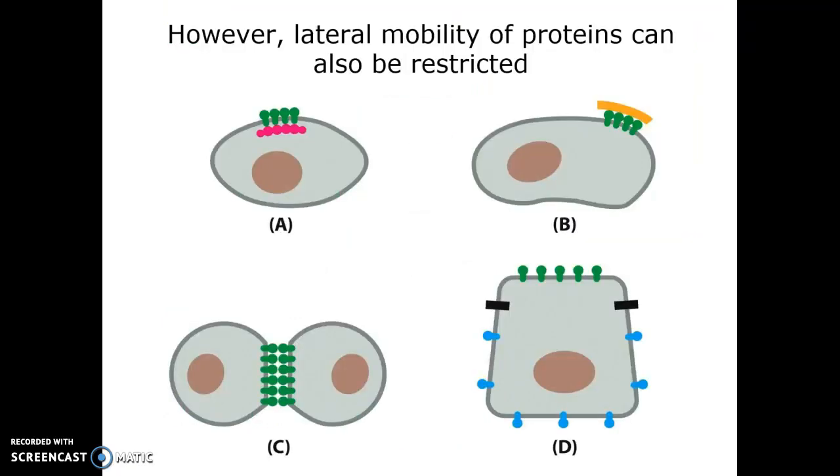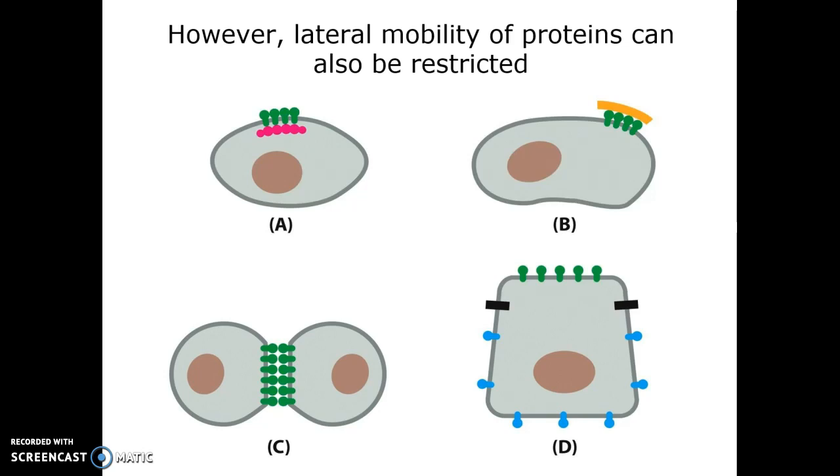So there are other ways that we can limit mobility of proteins within the membrane, and those have to do with anchoring. If we anchor the protein to the cytoskeleton, then it's not going to move side to side very easily. Or if we anchor it to the extracellular matrix, it's not going to move side to side very easily. Cell adhesion molecules that are interacting with cell adhesion molecules on another cell are not going to be able to move very easily.